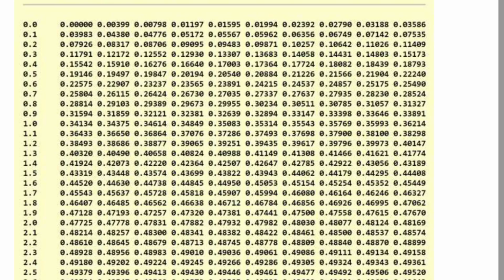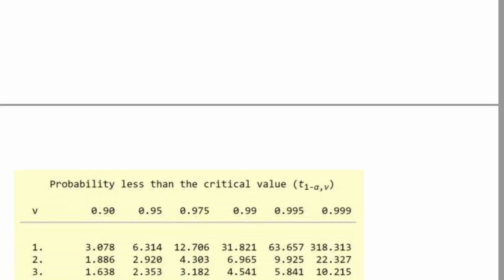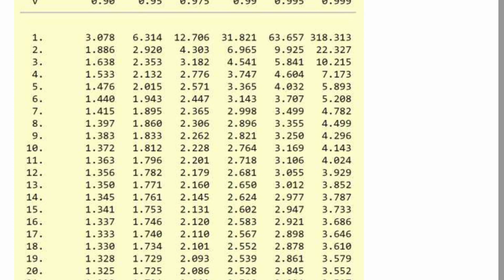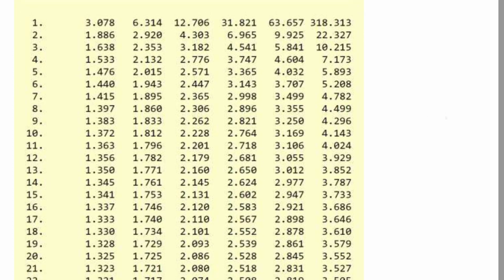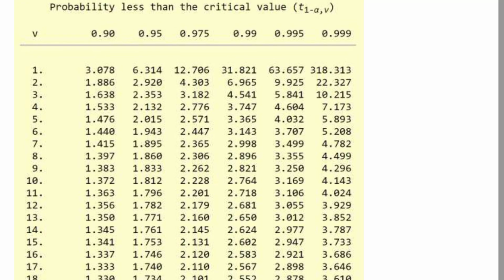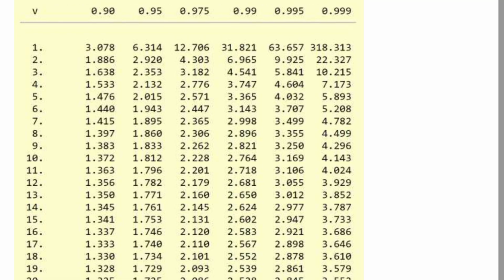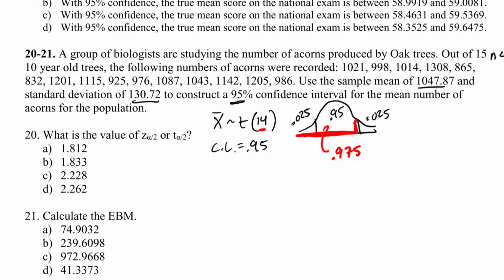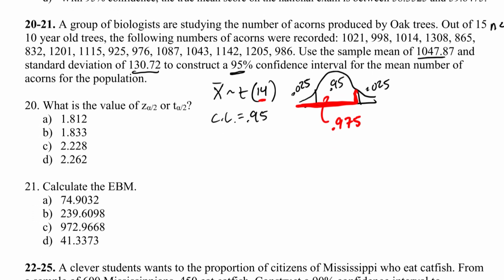Let me show you. That's the normal curve. Here's the t-curve. Okay, look, here are my degrees of freedom on the left. And see across the top we're looking at the 0.975 column, not the 0.95 column, 0.975. And we're looking down for 14 degrees of freedom. So we have a t value of 2.145. That's my t-score. When I look at my choices, I don't even have a correct choice. None of these are right.